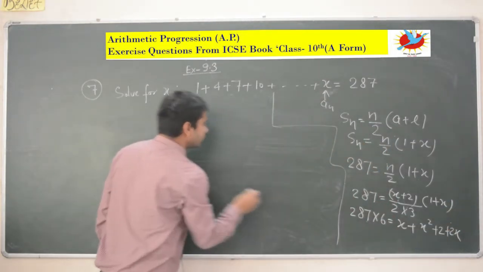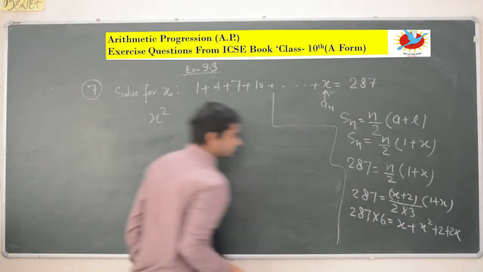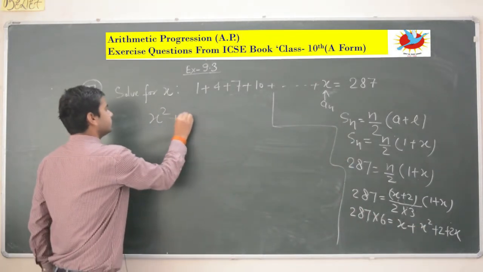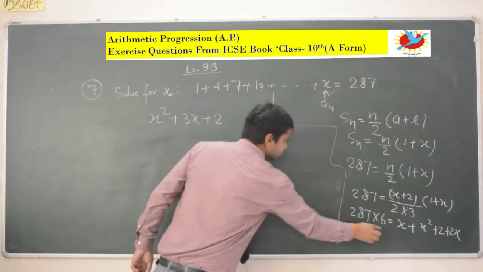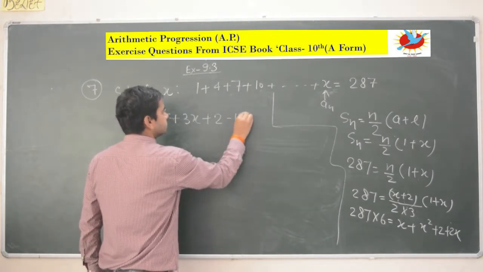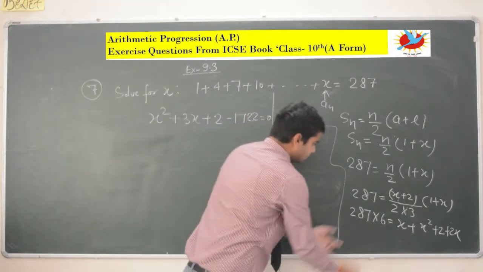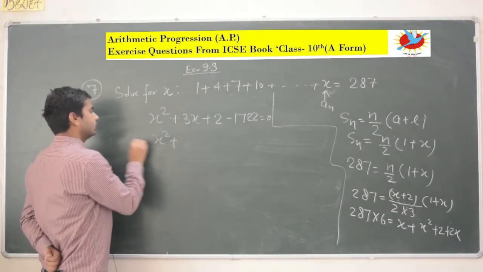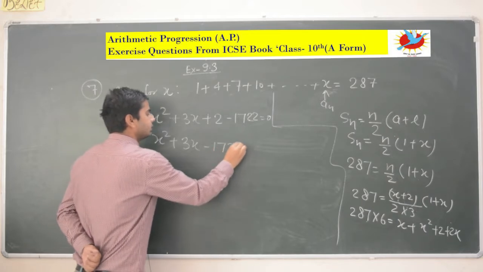Finally, we will get the value of x square. On the right side we will get x square, and x and 2x will make 3x. So here will be x square plus 3x plus 2, and multiplying these two terms we will get 1722. Minus 1722 equal to 0. On the left side there will be 0. So in our next step we will get x square plus 3x minus 1720 equal to 0.